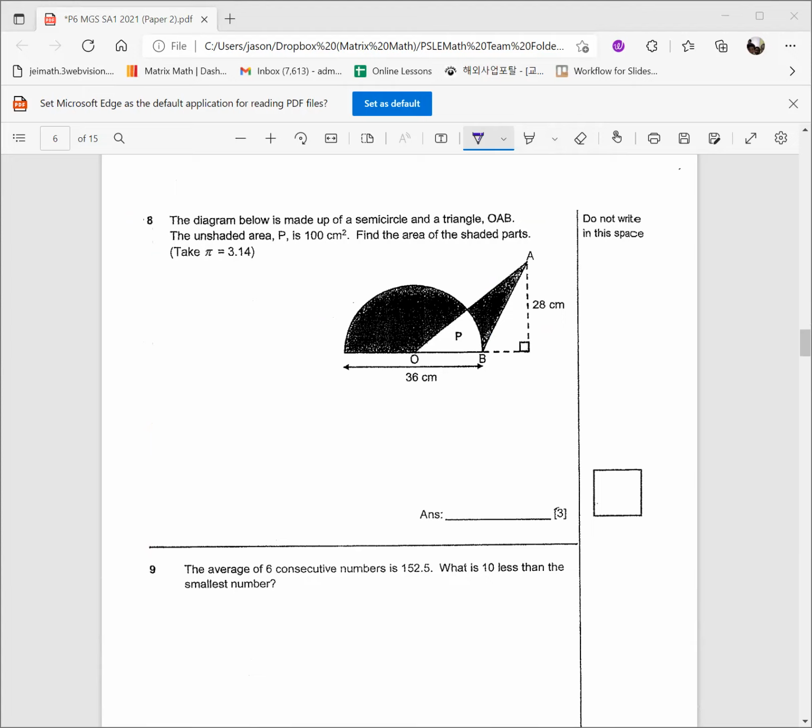So the diagram below is made up of a semicircle and a triangle. Teacher Jason, I haven't given you my answer yet. Okay, okay. Then, Danny, your answer is correct.